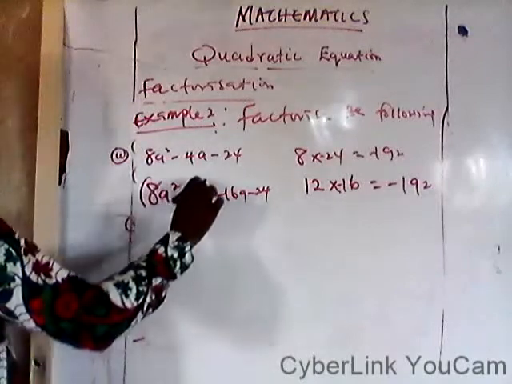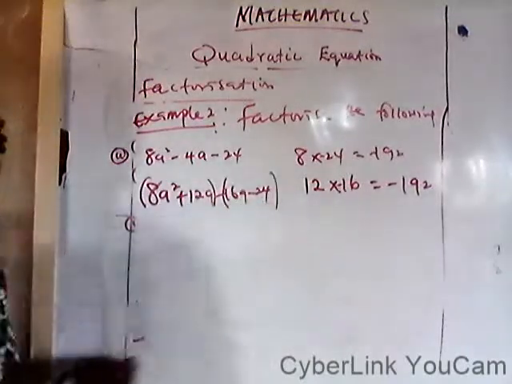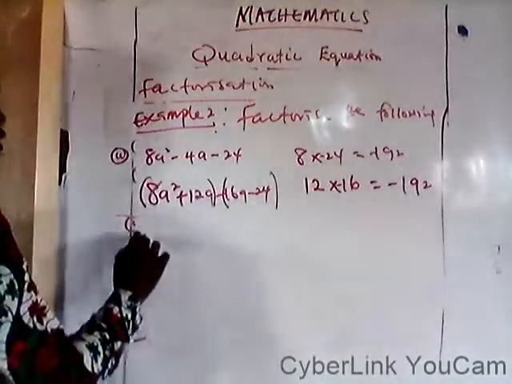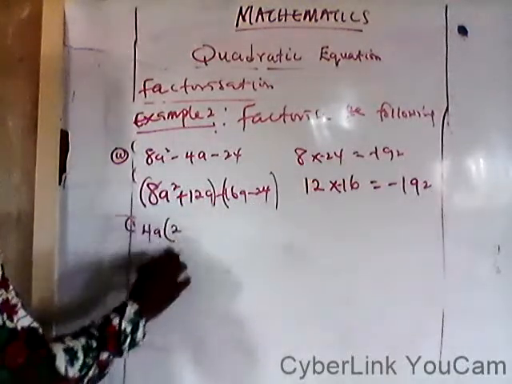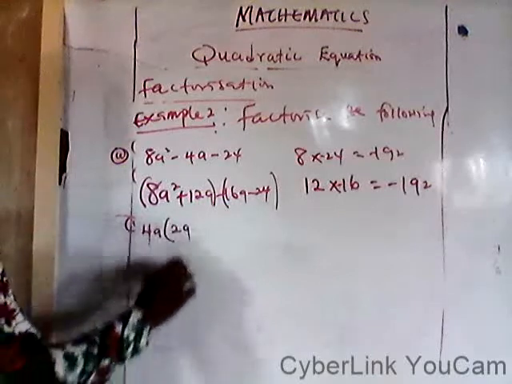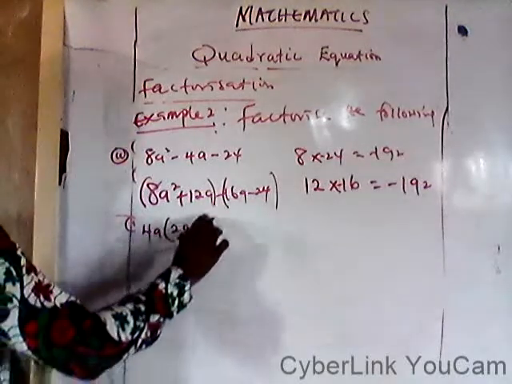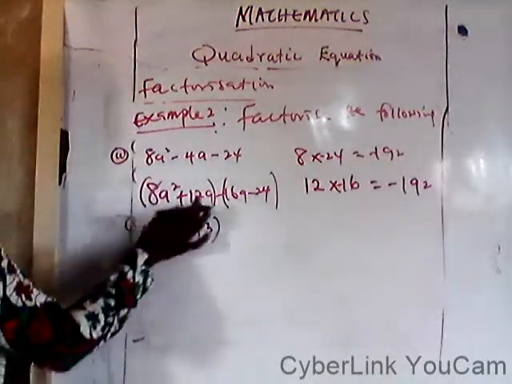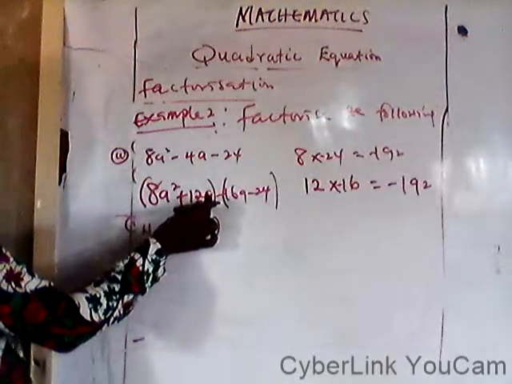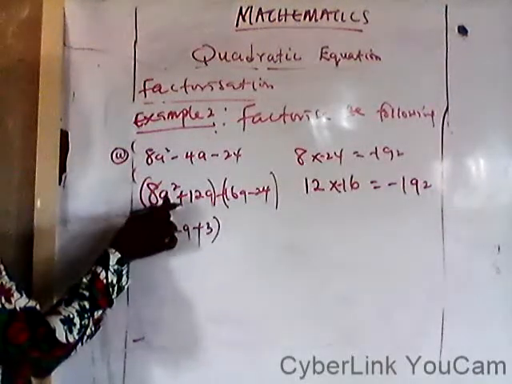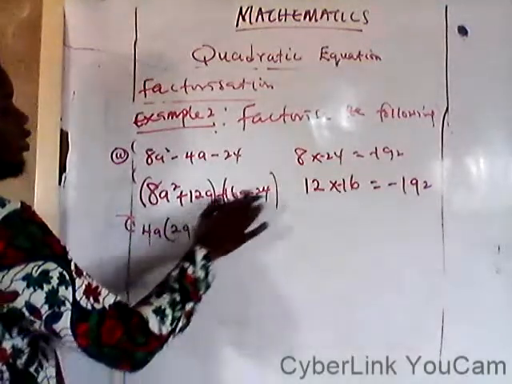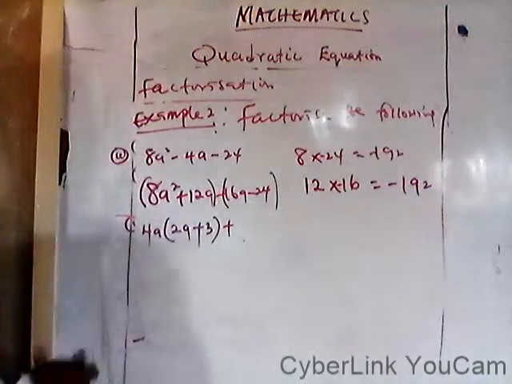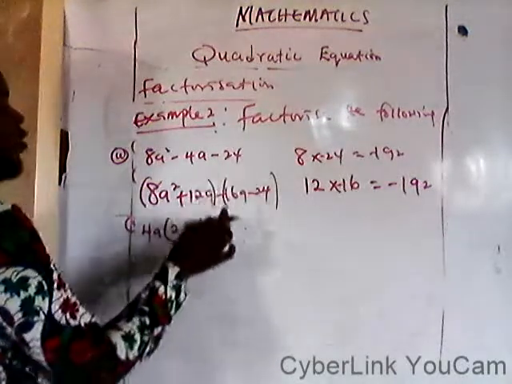And we group them into 2. What is common here is 4, right? We have 4a. This one remains 2a plus 3, right? 4 can go here. 4 divided by 12 will be 3. 4 divided by 8 will be 2. Then plus, what is common here? 16 and 24. What is common here? That is 8. 8 can go here.